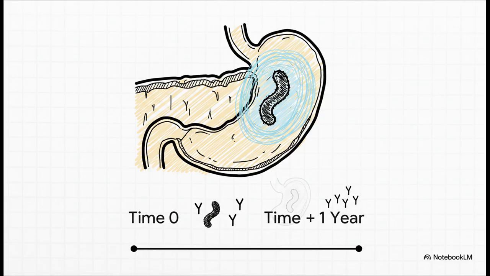Let's look at a quick case file. H. pylori, the famous bacterium for causing stomach ulcers. Its secret weapon is an enzyme called urease, which neutralizes stomach acid and creates a safe little bubble for it to live in. We can cleverly detect this with a urea breath test. But here's the challenge. Even after treatment successfully gets rid of the bug, the antibodies can stick around for years. So a positive antibody test doesn't necessarily mean you have an active infection right now.